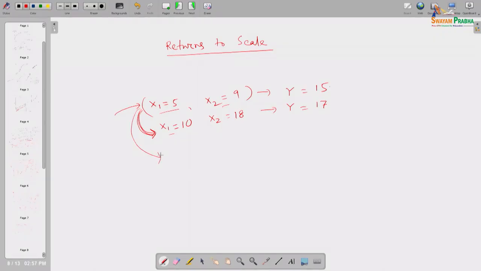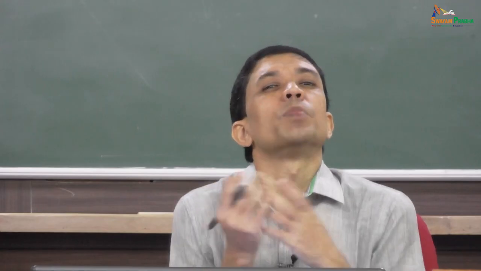Suppose I am making x1 equals 2.5 and x2 equals 4.5, that is also a change in scale because you are making the entire input vector half. In this case you are making the entire input vector double. If you make x1 equals 5 into 1 third and x2 equals 9 into 1 third, that is also called change in scale. Scale of operation means you have to proportionately change the entire input vector, may be expanded, may be shortened.